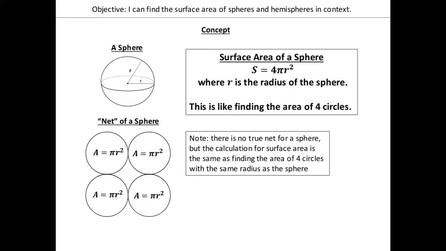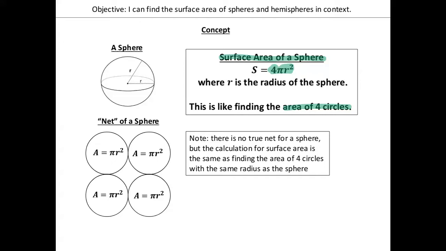So for the formula, there's not really a specific net for it. Like if I were to take a ball, pop a basketball, for example, and try to unfold it, there's no specific shape for a sphere. And so really it's more equivalent to the area of 4 circles. So the surface area of a sphere, pi r squared is the area of a circle, right? But then I'm just going to multiply by 4. It's equivalent to 4 circles.